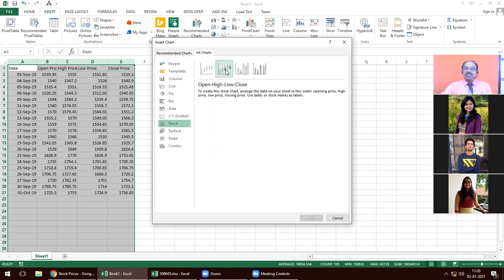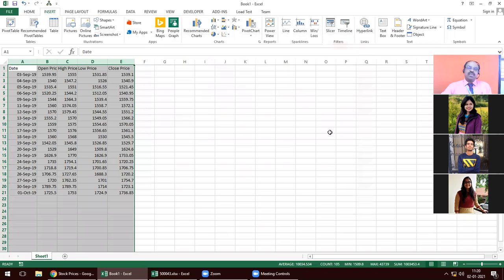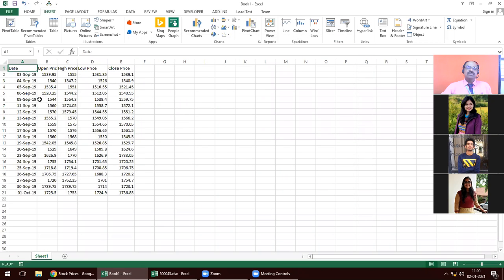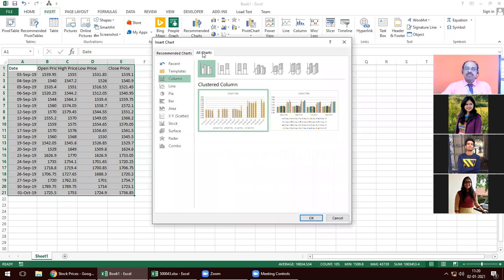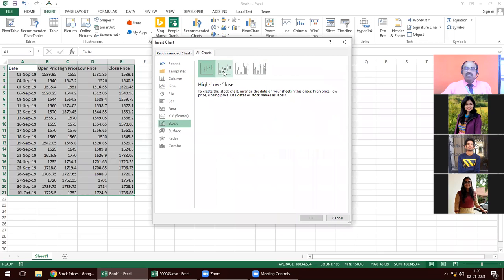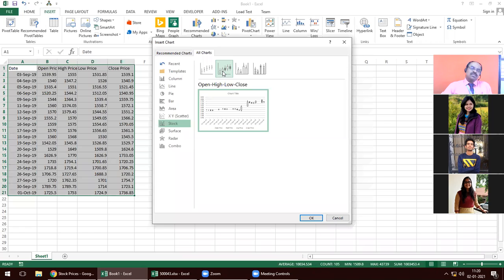Yes, sir. Now what it is saying, to create a stock chart, arrange the data on your sheet in the order of opening price, high price, low price, closing price. Okay, that is the thing. We have to arrange in that order. So I think here it is arranged like that. So you can use the same thing. Select only this thing.